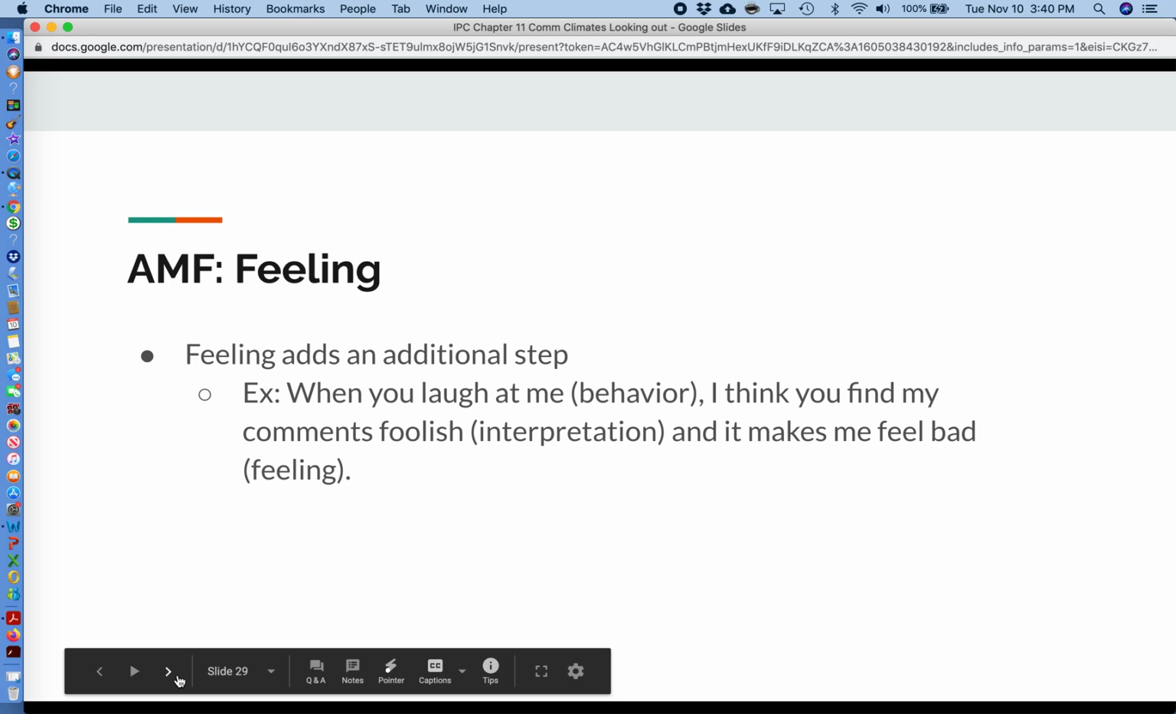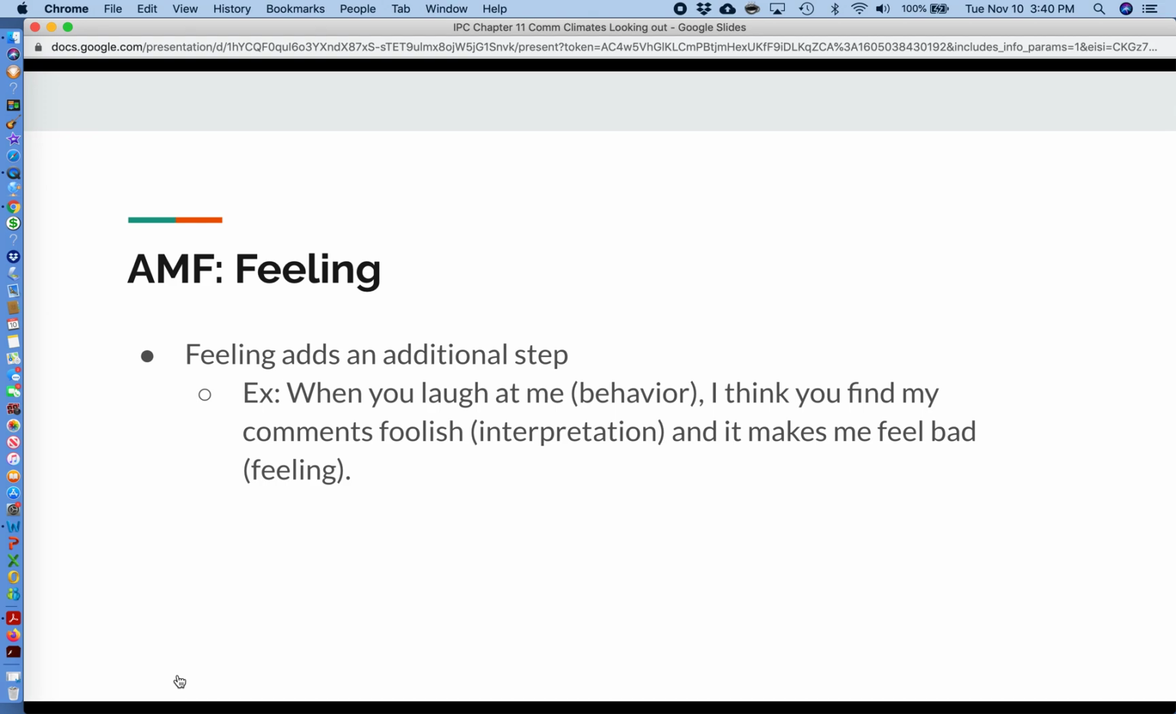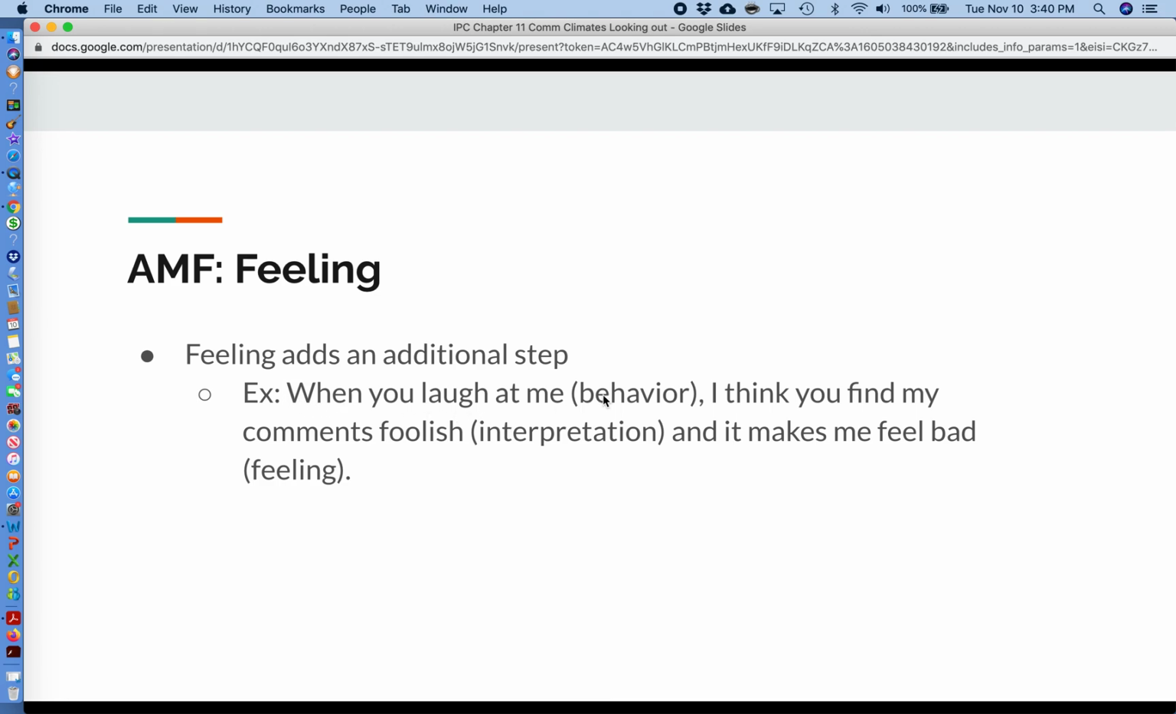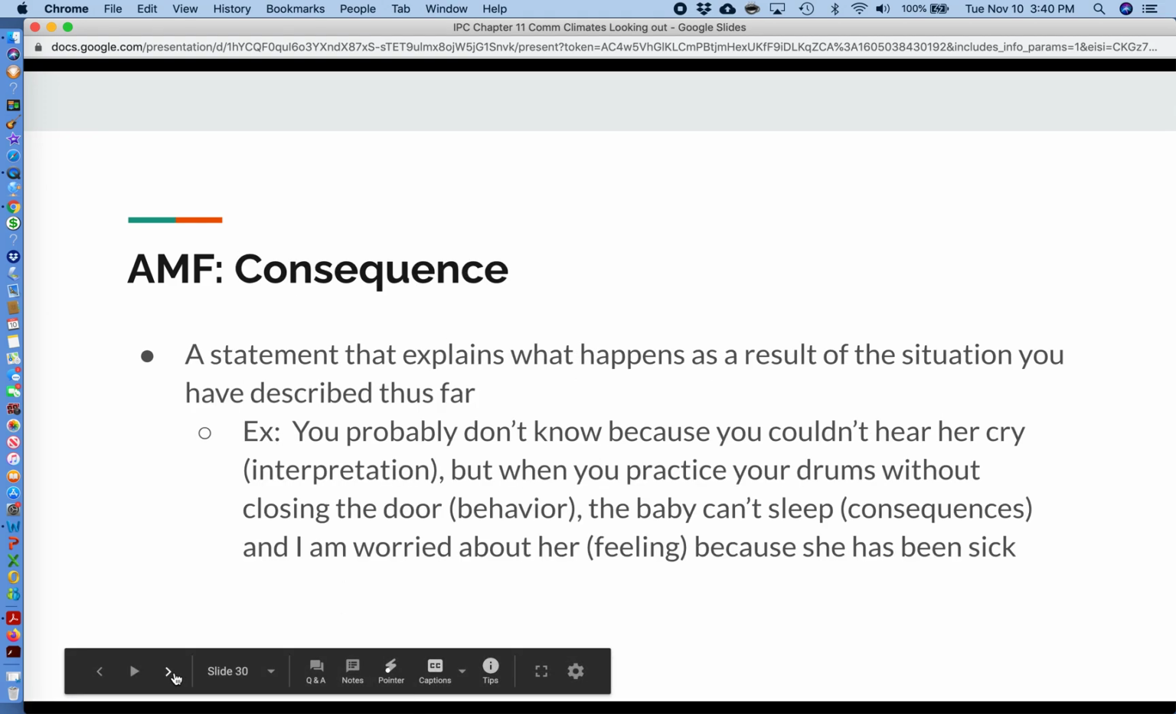Then you add an additional step where you describe feelings. You'll see how these things start getting linked together in this example. When you laugh at me, you're describing someone's behavior. I think you find my comments foolish, that's your interpretation of their behavior. And it makes me feel bad. So you have the behavior statement, the interpretation statement, and the feeling statement.